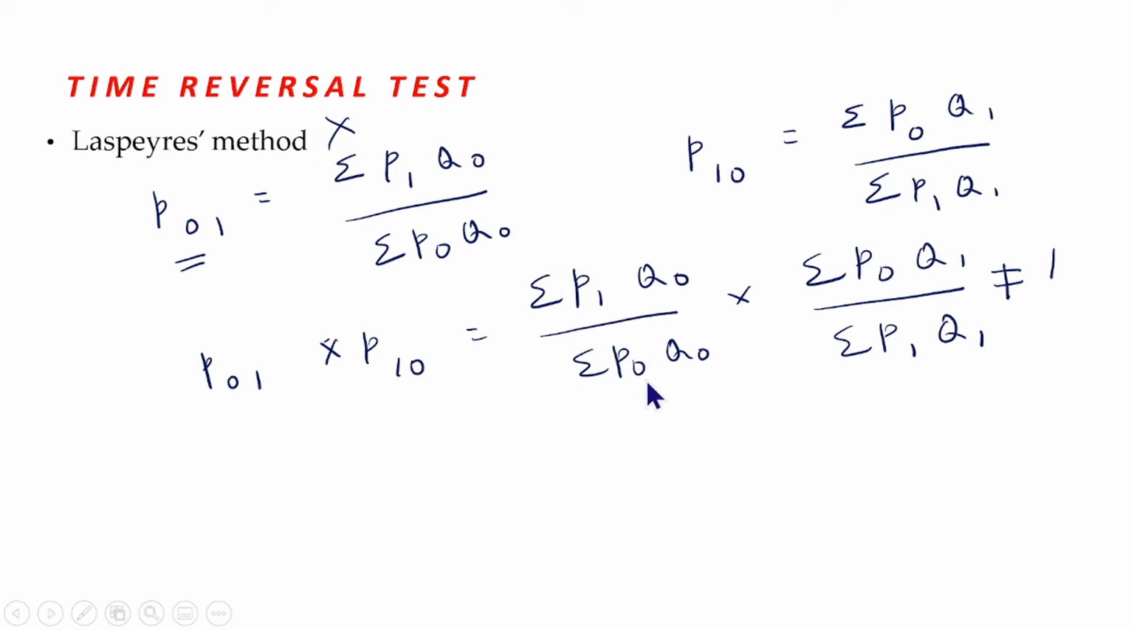If we substitute any values, then we will not have the product of these two equal to 1. The product of these two is not equal to 1. So Laspeyres method does not satisfy time reversal test.